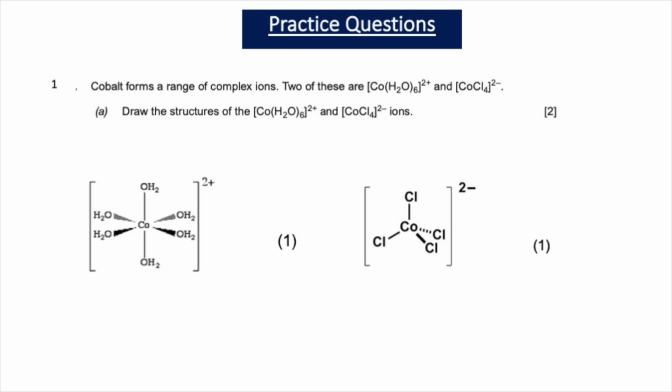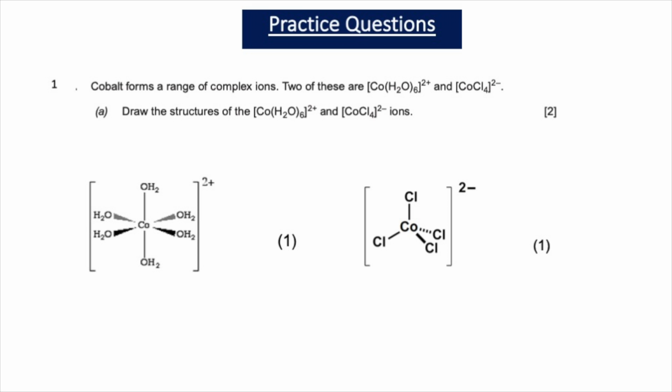So this first question says that cobalt forms a range of complex ions. Two of these are [Co(H2O)6]2+ and [CoCl4]2-. And it's asking you to draw the structures of the [Co(H2O)6]2+ and [CoCl4]2- ions. Now this is a 2-mark question, so there's 1 mark for each correctly drawn structure.